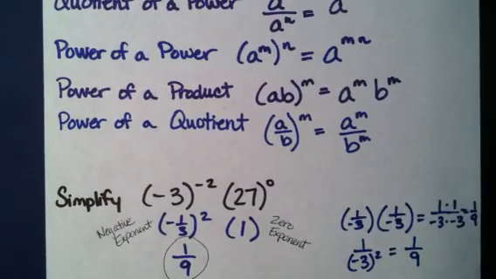For us to simplify -3 to the -2 power times 27 to the 0 power, using the negative exponent property, we know that -3 to the -2 can become 1 over -3 squared. 27 to the 0 power is using the 0 exponent property, which means that that is 1. -1/3 times -1/3 is positive 1/9. So our answer to -3 to the -2 power times 27 to the 0 power would be 1/9.